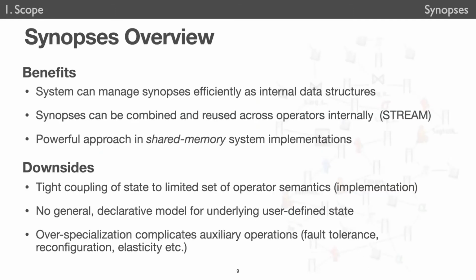In short, synopses have been one of the first forms of state in early stream processing systems, primarily for stream processing over shared memory. Several of the issues regarding state, such as fault tolerance and load balancing, were already considered back then, for example, in Borealis. Although what was really missing here was the existence of some declarative model for user-defined state.